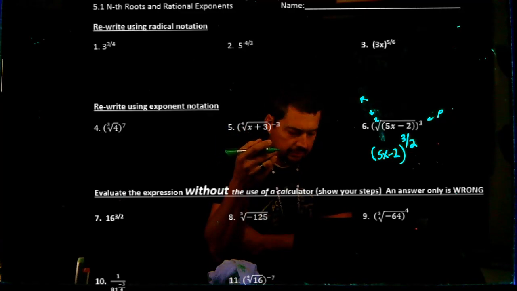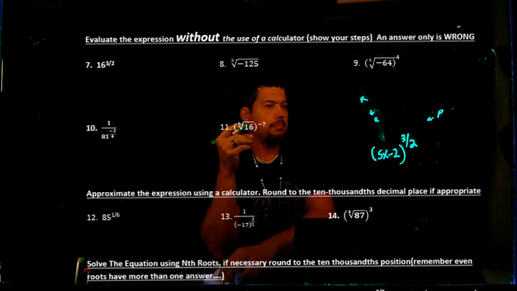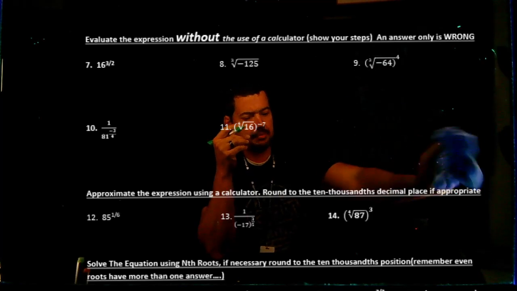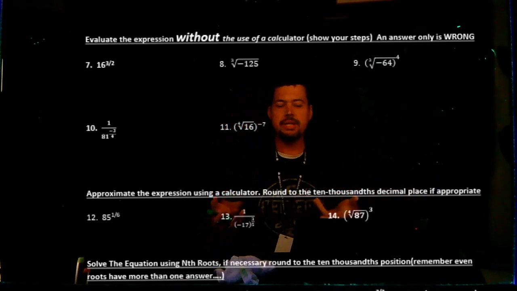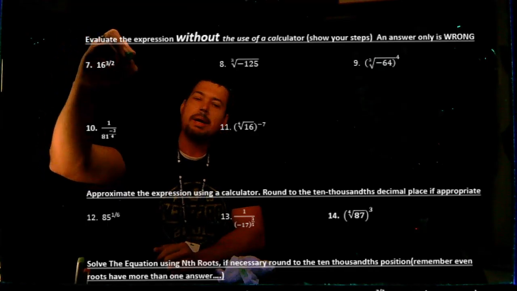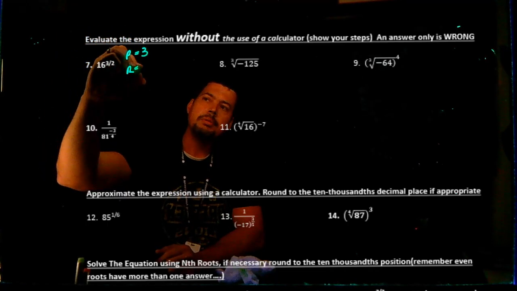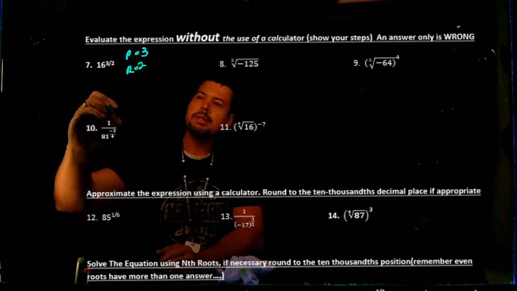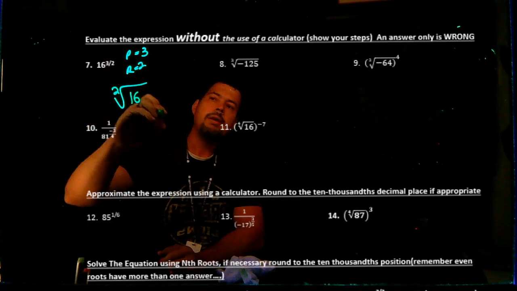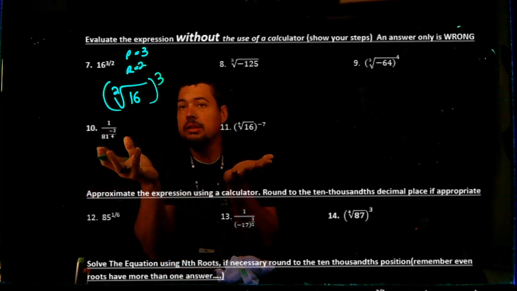Evaluate without a calculator. It looks like I've got 7 and 10 chosen. These are traditional non-calculator problems. You just have to understand power over root. So let's look at it here. Your power is 3. Your root is 2. So what we're doing is we're taking the 2nd root, which is the square root of 16, and when we're done, we'll cube it. Like that's how you do it.